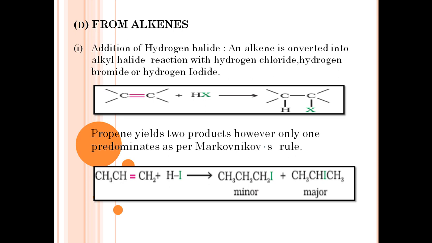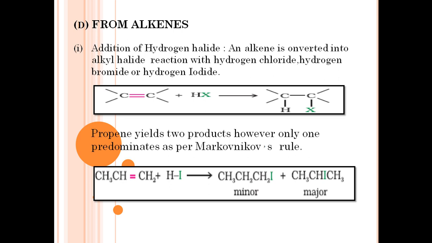From alkenes, the first preparation is addition of hydrogen halide. An alkene is converted into alkyl halide by reaction with hydrogen chloride, hydrogen bromide or hydrogen iodide. It means we can prepare chloro, bromo and iodo derivatives by using this reaction. Propene yields two products, however only one predominates as per Markovnikov's rule.